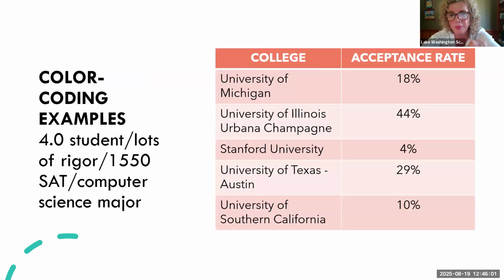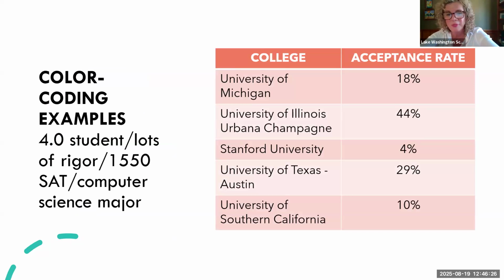So I like to give this example, and I would move my Zoom screen, but if I do that, it'll lock up, so I can't do this. But anyways, we've got University of Michigan with an 18% acceptance rate, University of Illinois Urbana with a 44% acceptance rate, Stanford with a 4% acceptance rate, UT Austin 29%, and USC with a 10%.